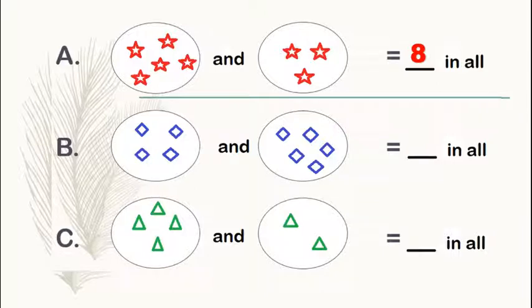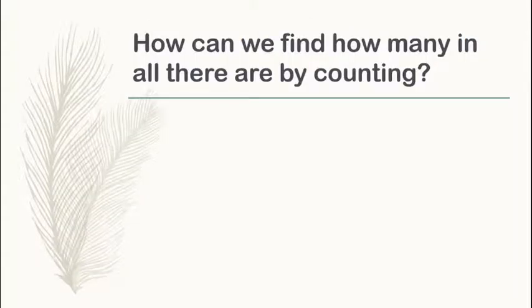How about the letter B? We have diamonds. Can you tell me how many are there? Very good. There are 9 in all. How about in letter C? Good job! You got the correct answer. 6.